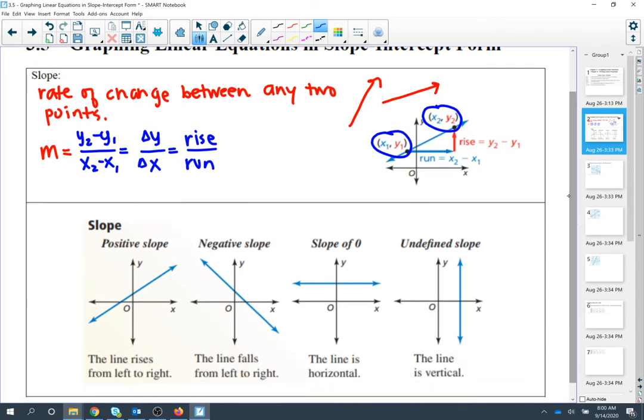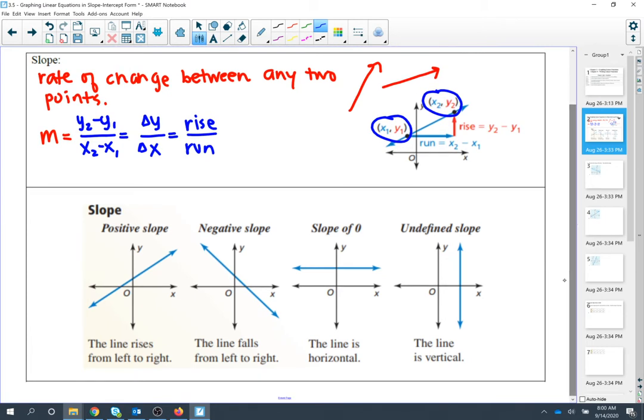Now, when we're talking about slopes, we have a couple different types of slopes. And keep in mind, when you read a graph, it's like reading a book. You always read it from the left to the right. So if I start on the left and I follow this line, I'm going up. That's a positive slope. The line rises from the left to the right. If I keep reading this direction and then I pick up on this guy, it is going down. That's a negative slope. The line falls from the left to the right.